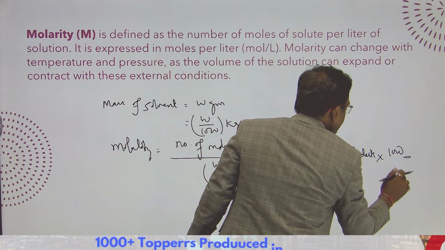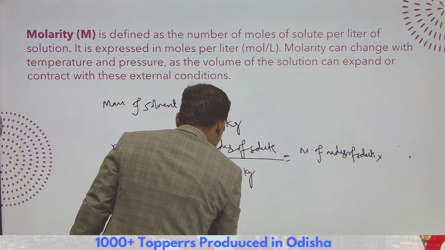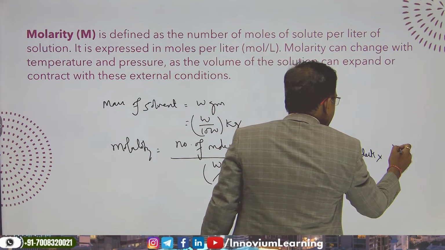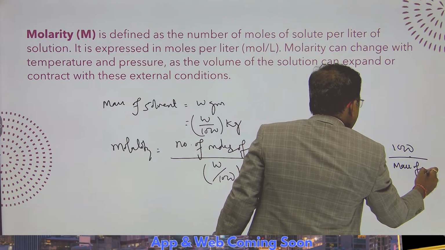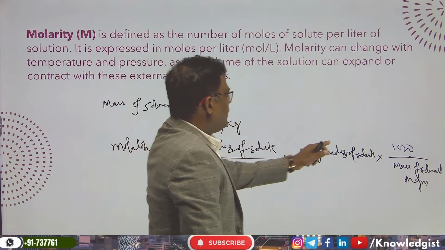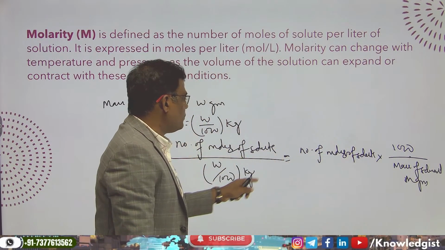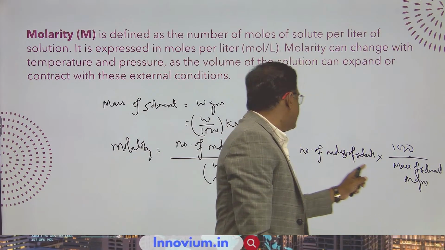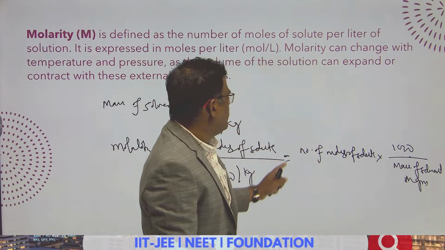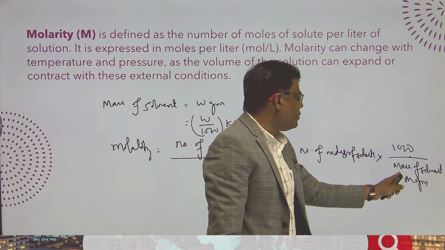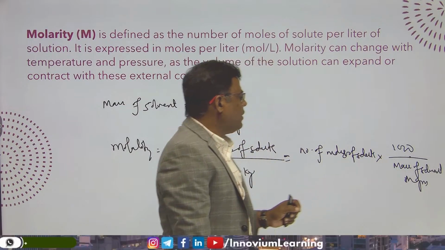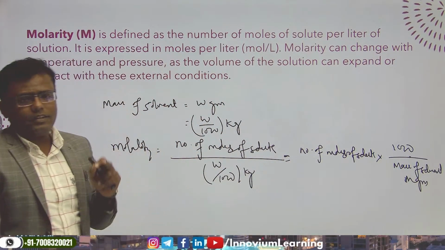So this is your 1000 by mass of solvent in gram. Correct? So here it is 1000 by W. This W by 1000 becomes 1000 by W. So that W is nothing but what? That W is nothing but mass of solvent in gram. So number of moles of solute multiplied with 1000 by mass of solvent in gram represents molality. And this expression is valid whenever we consider solvent mass is in gram unit.